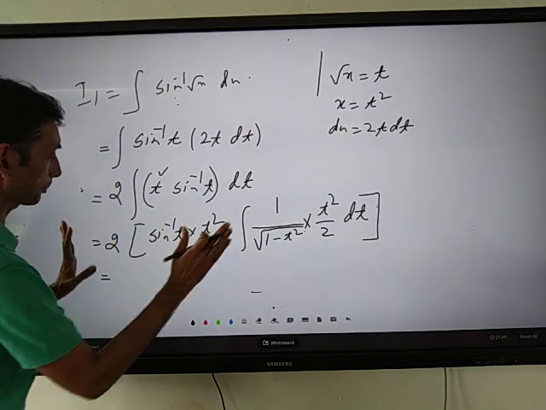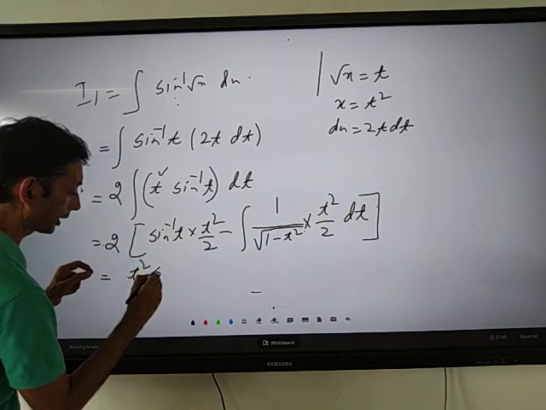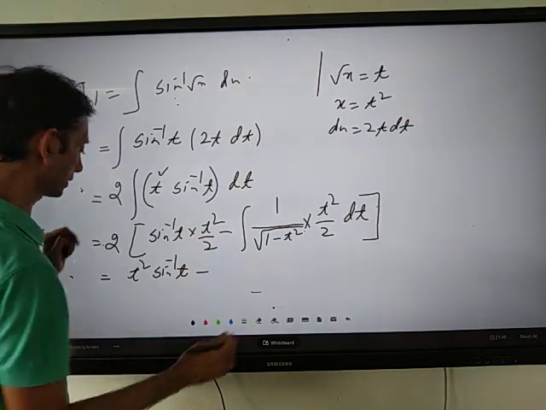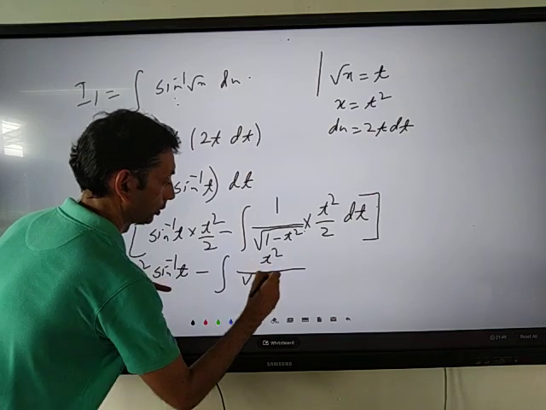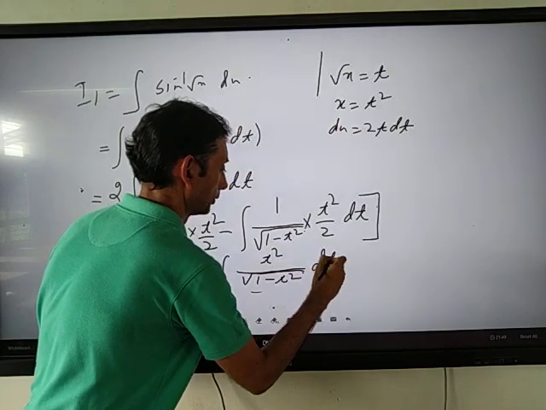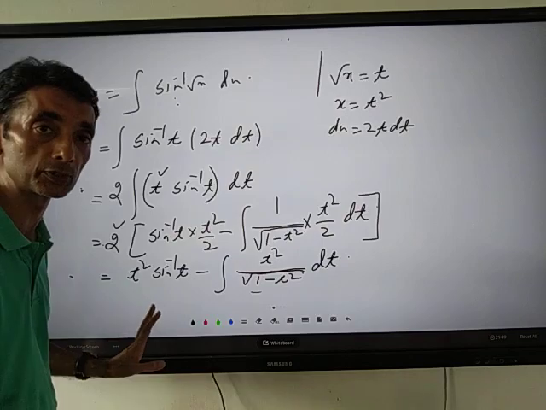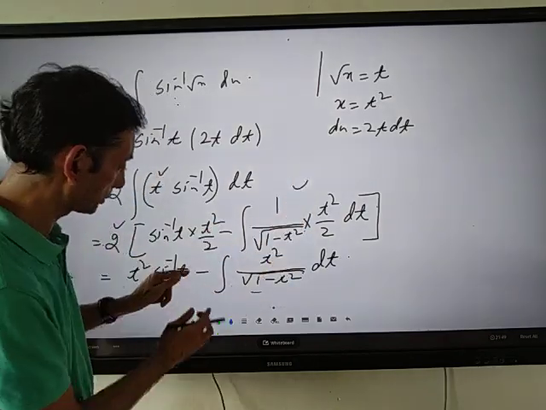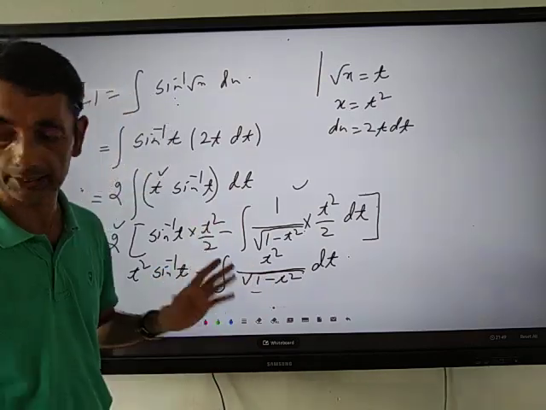Next, we separate this integral and multiply by 2, so the 2 will cancel out. It will be t squared sine inverse t, minus, where these 2s get cancelled out, the integral of t squared by root of 1 minus t squared dt. So this gives t squared sine inverse t, and the second integral, after multiplying by 2 to cancel out, gives minus the integration of t squared under root 1 minus t squared dt.